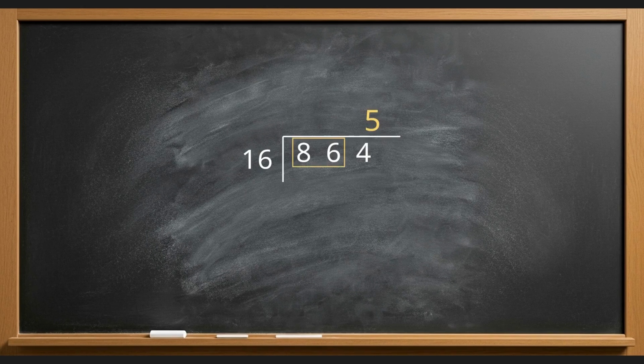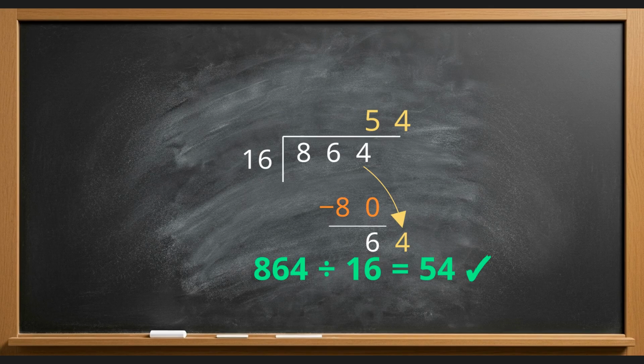16 into 86 goes 5 times. Write 5 above. 5 times 16 is 80. Subtract. 86 minus 80 is 6. Bring down the 4 to get 64. 16 into 64 goes exactly 4 times. Write 4 above. So the answer is 54. Amazing! You've just done long division like a pro.